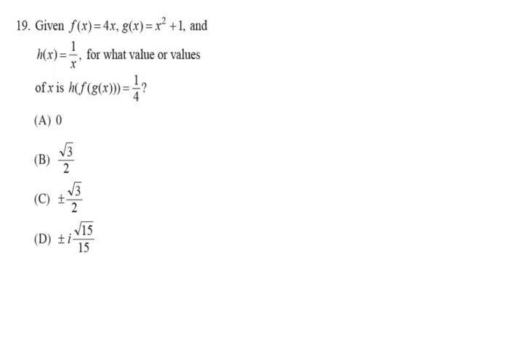Now this problem has to do with function composition, so we need to begin to reconstruct the function composition h of f of g of x. So let's start with h of x, which is 1 over x, and so h of f of x would be 1 over 4x. And for h of f of g of x, we're just going to replace the x in h of f of x with g of x.